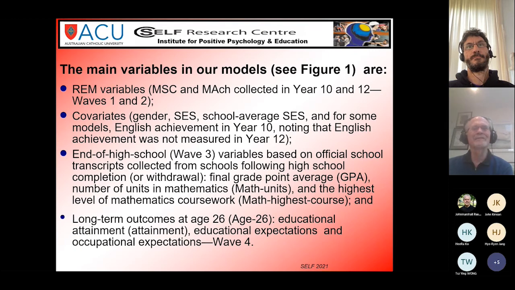And so that's really quite interesting. These grades and coursework completion are based upon official transcripts rather than self-report. The variables that I've chosen to use here were the final grade point average. The focus is on math, so the number of units in mathematics and the highest level of mathematics coursework that they completed. And then for the age 26 outcomes, there's educational attainment, educational expectations, and occupational expectations. I'm calling that wave 4.